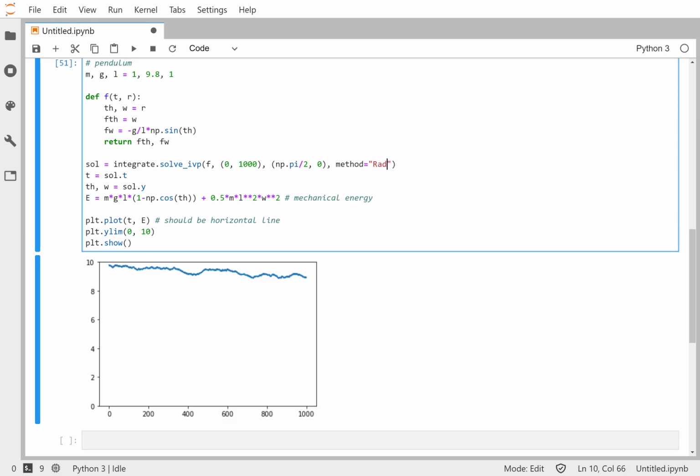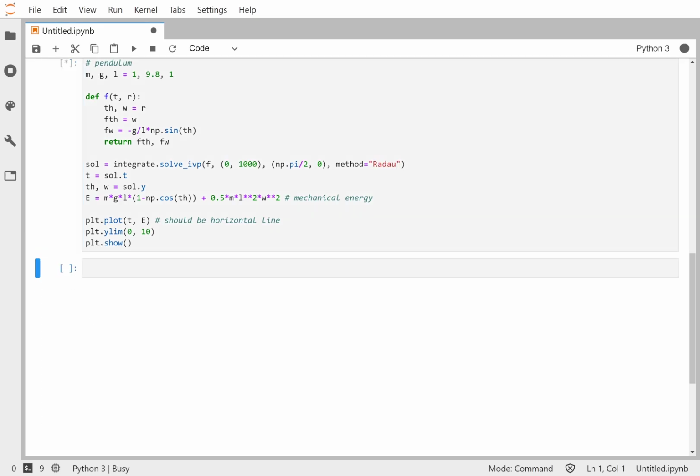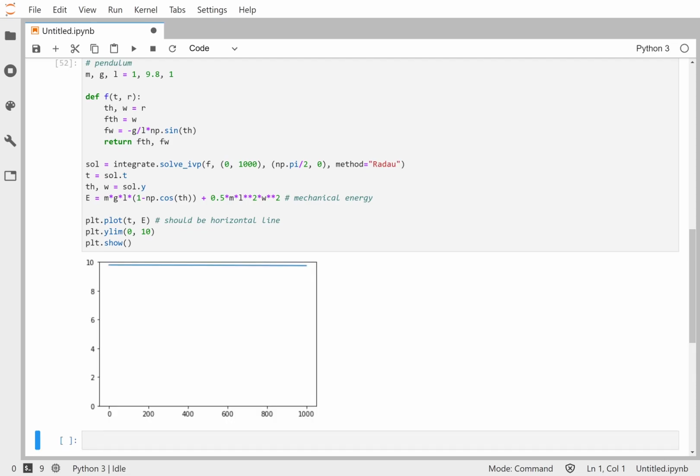We could go higher order with a Radau method. And this is going to take a little while because it's a slow method, but it's a very accurate method. So you can see our energy here, at least on this scale, is flat. I'm sure if we zoomed in, we would still see some wiggles. No method is going to be 100% perfect with energy because it is inherently a numerical method.